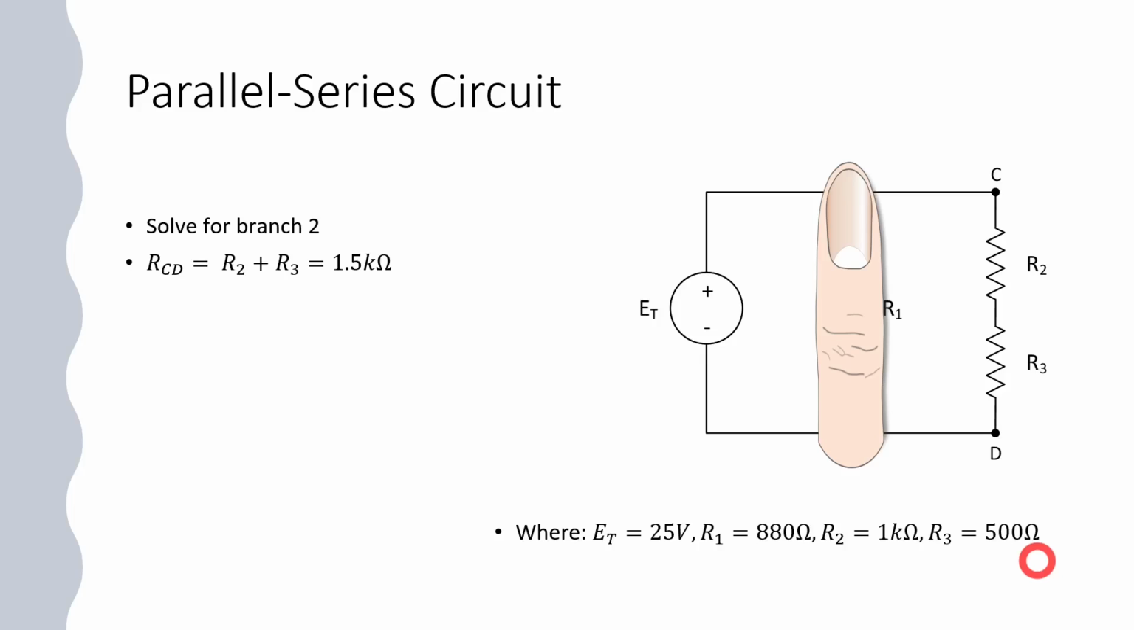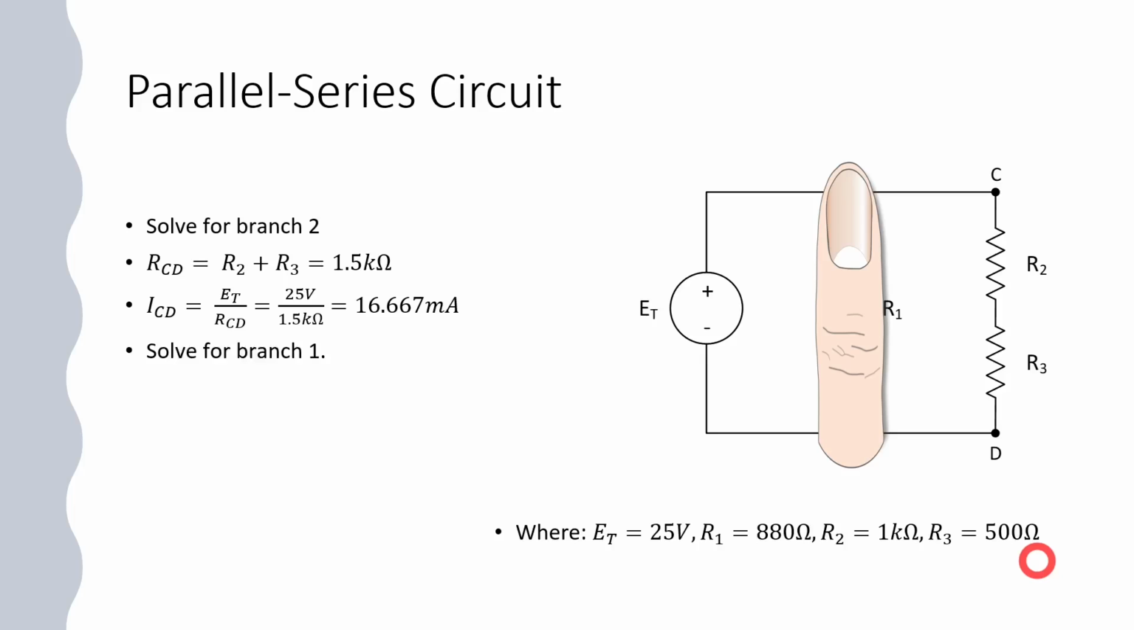Okay, so now we know the branch resistance. We can use our Ohm's law to figure out the current. We know that because that branch has the total voltage across it, we're going to use total voltage divided by that branch resistance, and we're going to get a branch current of 16.667 milliamps going through that branch.